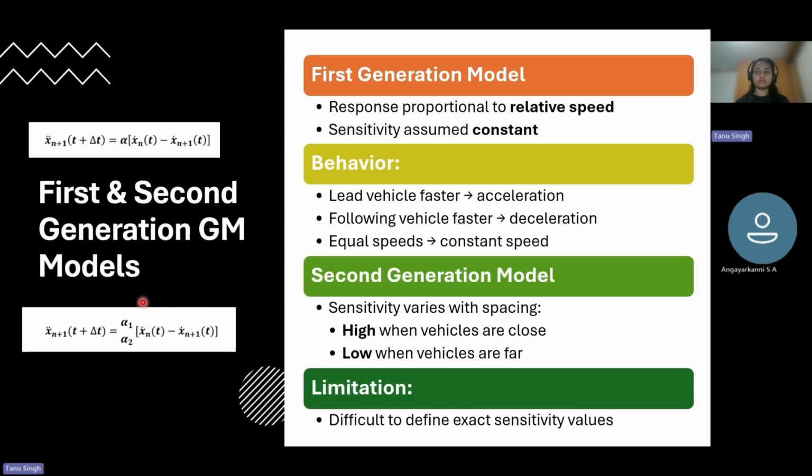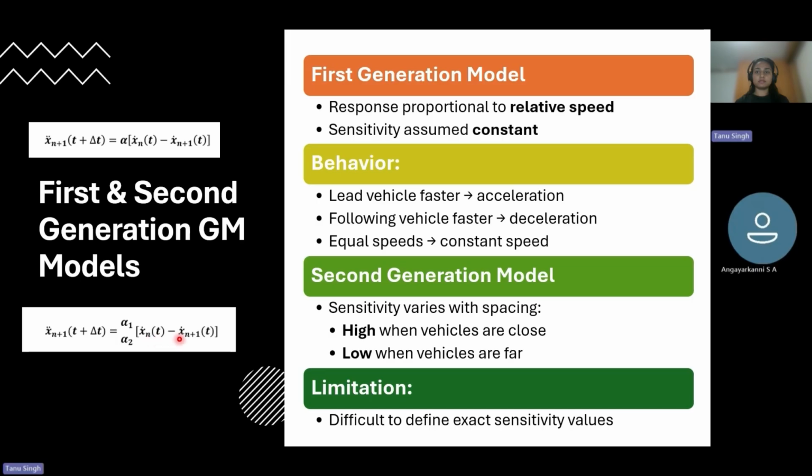But still this model had a limitation, that was deciding exactly when to switch to the high sensitivity, since we have assumed the sensitivity to be constant. When to assume it to be high and when to switch it to the low sensitivity was difficult to define. So this model has this limitation.